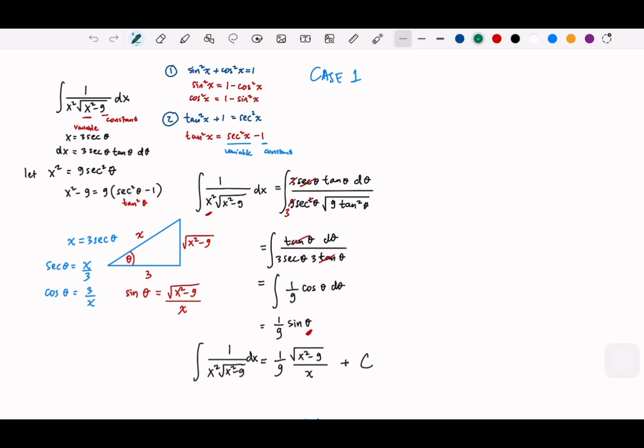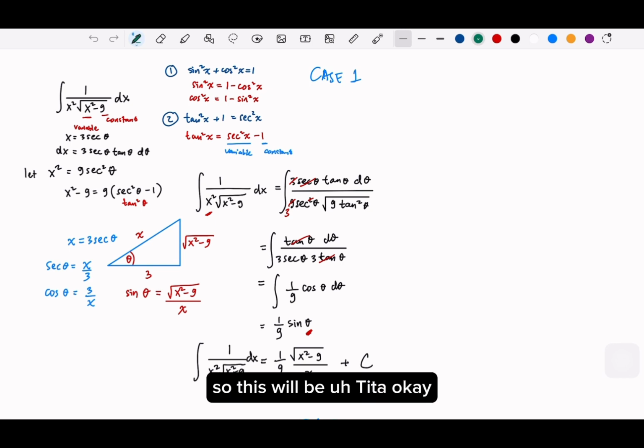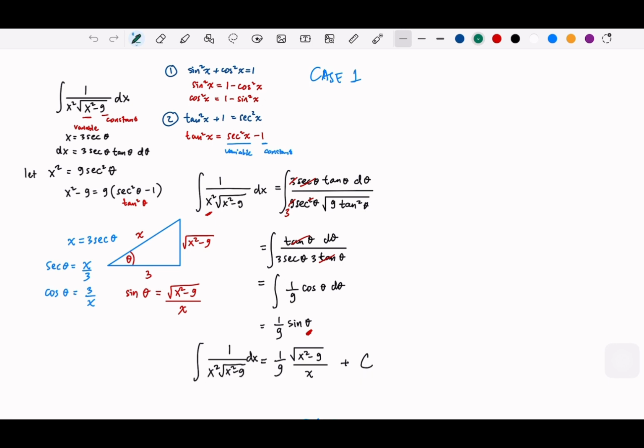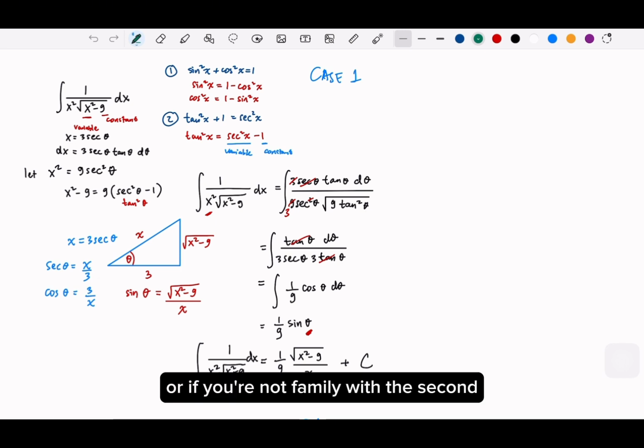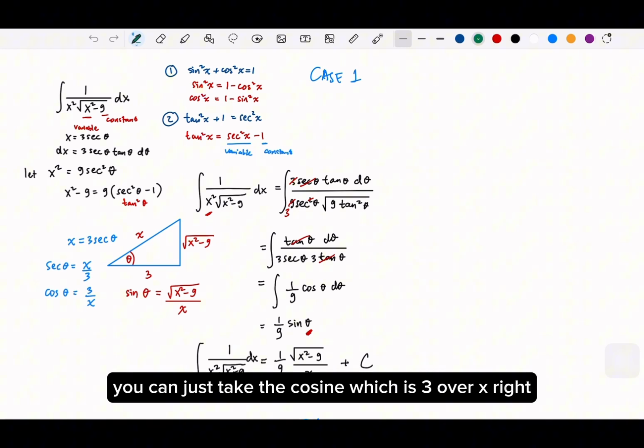Okay, so suppose that this is theta. What will be the secant theta? Secant theta is x over 3, right? Or if you're not familiar with the secant, you can just take the cosine, which is 3 over x, right? Which means we start from this 3 and this x.